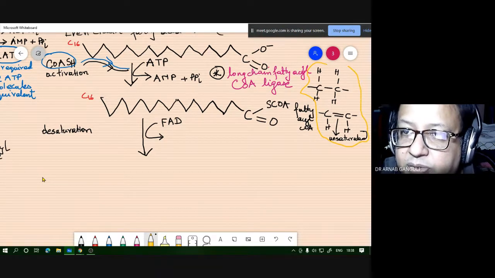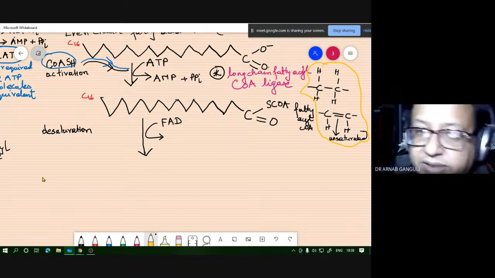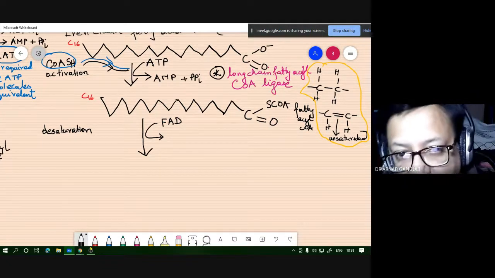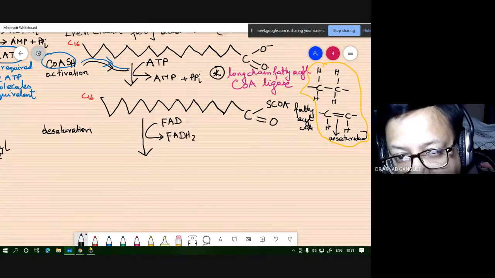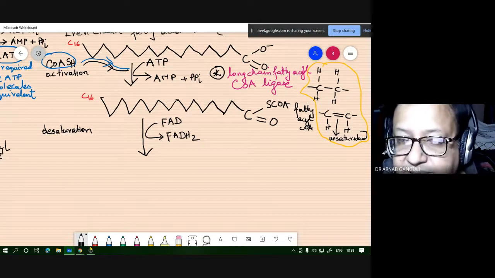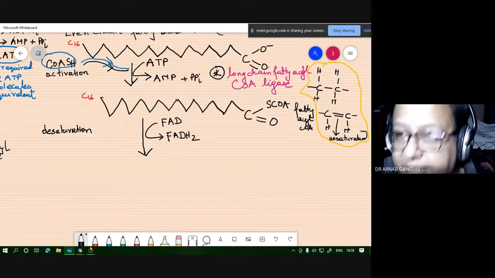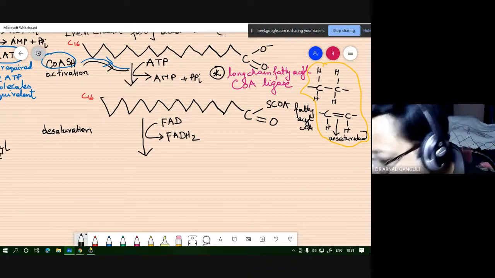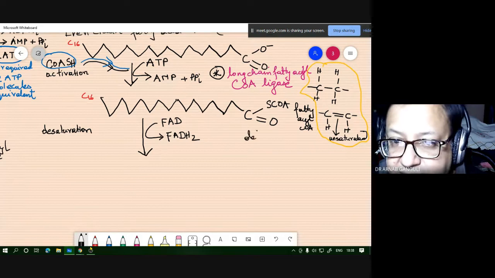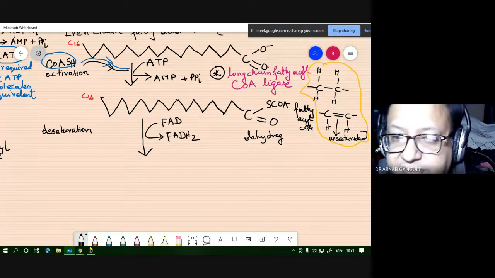Therefore, this process step is known as desaturation. The desaturation step takes place and you have FADH2 formed. Anywhere NAD becomes NADH2 or FAD becomes FADH2, there always is a dehydrogenase, because two hydrogens have been taken away and that comes over here.